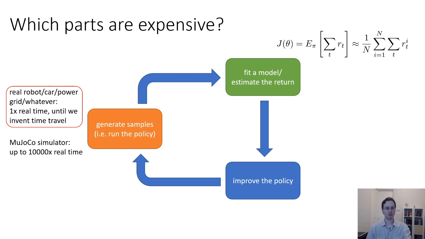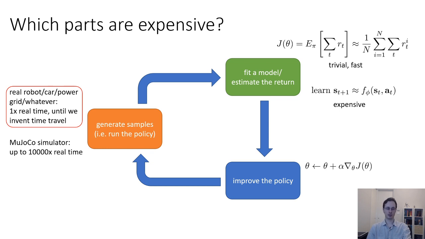The green box also could range from extremely cheap to extremely expensive. So if you're just estimating the return of your policy by summing up the rewards that you obtained, this is very, very cheap. It's just a summation operator. If you are learning an entire model by training a whole other neural net, this might be very expensive. It might require a big supervised learning run in the inner loop of your RL algorithm.